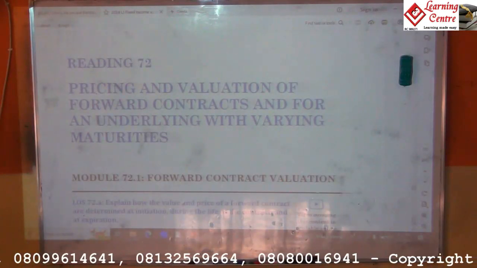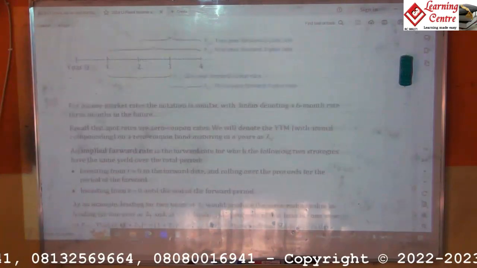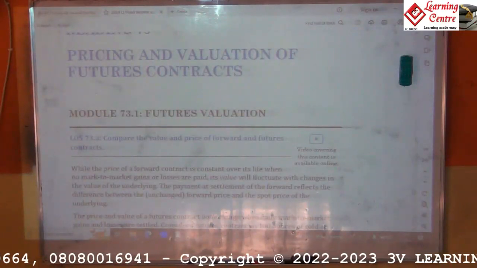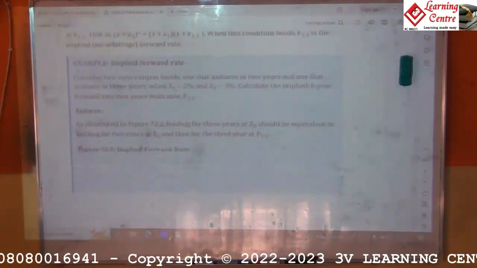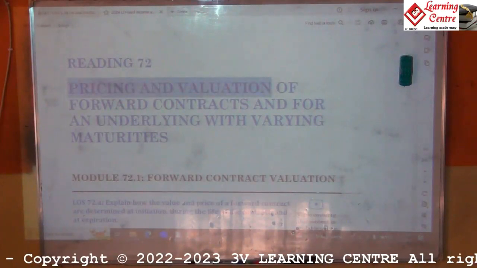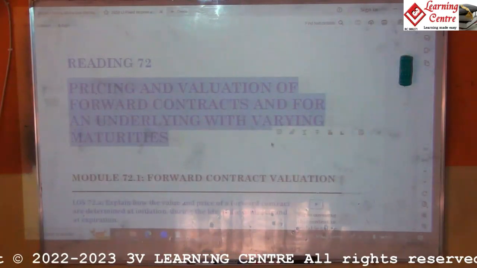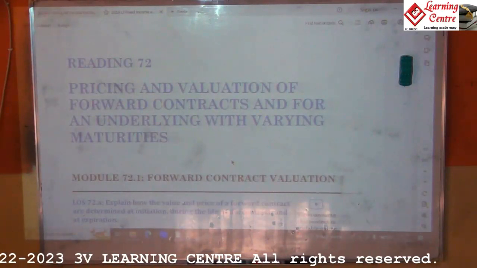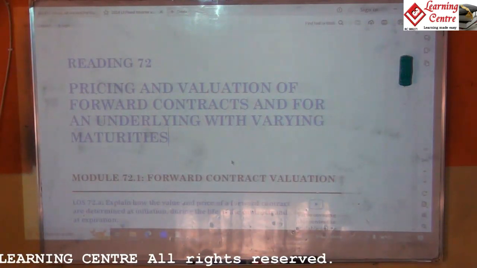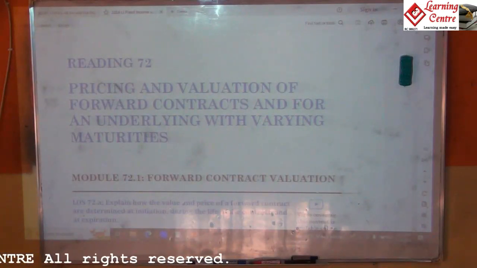So let's take this as our final reading for today. I think after this we'll have binomial, European, and do forward and futures. Okay. So pricing and valuation of forward contracts and underlying with the varying maturity. So this same thing we're going to talk about is what we just spoke about earlier, just a little branch out of it. The course is not so wide, as I keep saying. It's the same things that we are talking about.